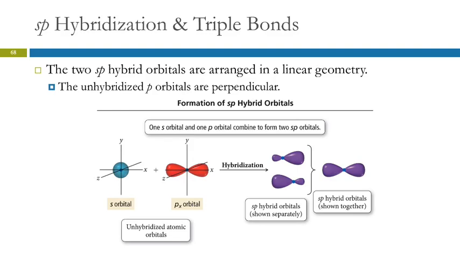So here's an s orbital and a p orbital. You hybridize those, you're going to get two orbitals, one with the large lobe on the right side, one with the large lobe on the left side. And we show them together. It looks a lot like this p orbital, doesn't it? But it's different. There is a small lobe on the other side, and we've taken these two and made these two. They're perpendicular to each other.